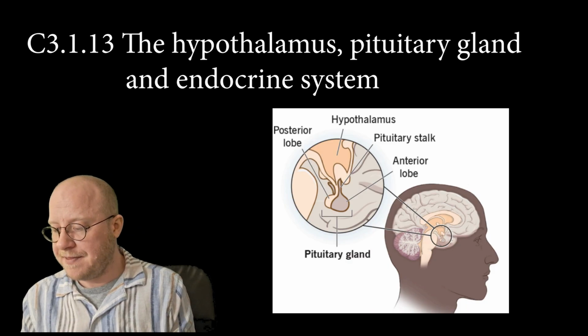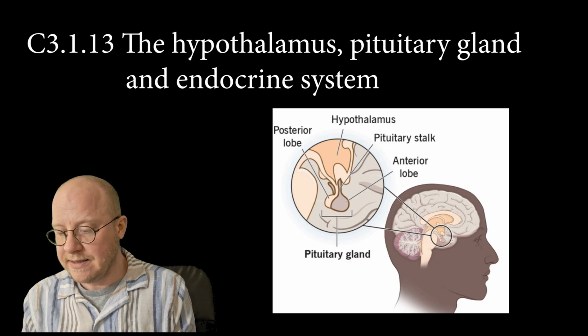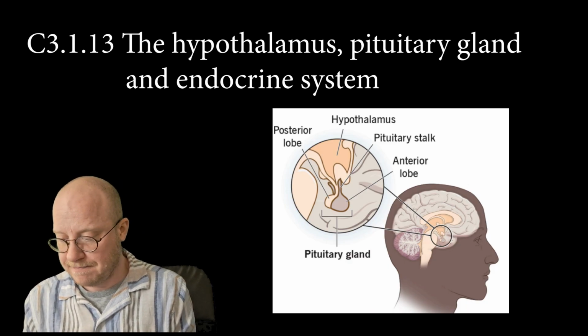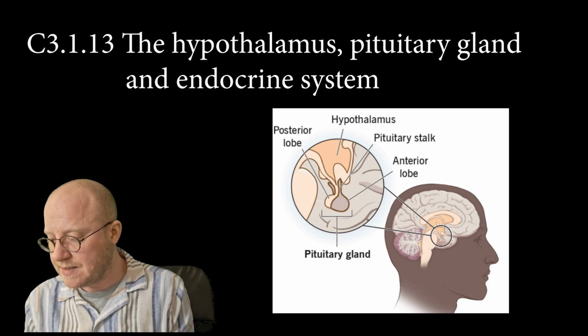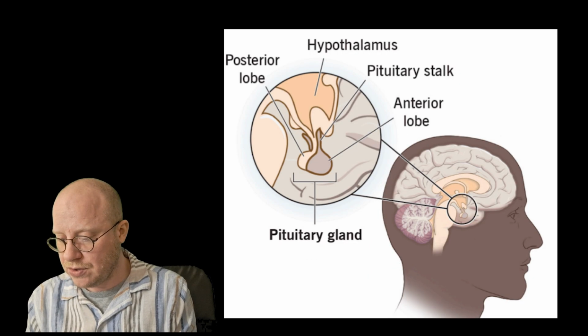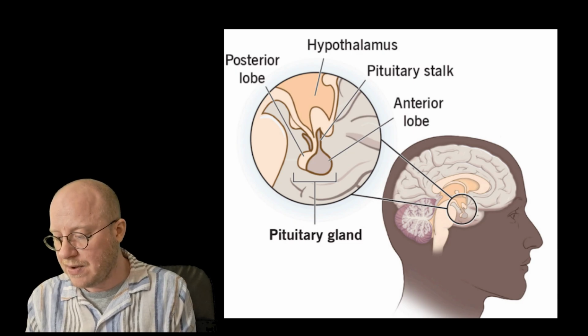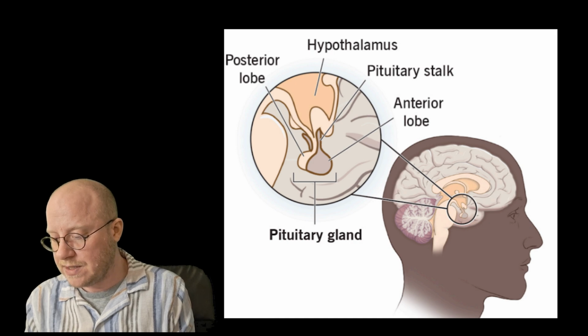C3.1.13, the hypothalamus, pituitary gland, and endocrine system. Control of the endocrine system by the hypothalamus and pituitary gland. Students should have a general understanding, but are not required to know differences between mechanisms used in the anterior and posterior of the pituitary.